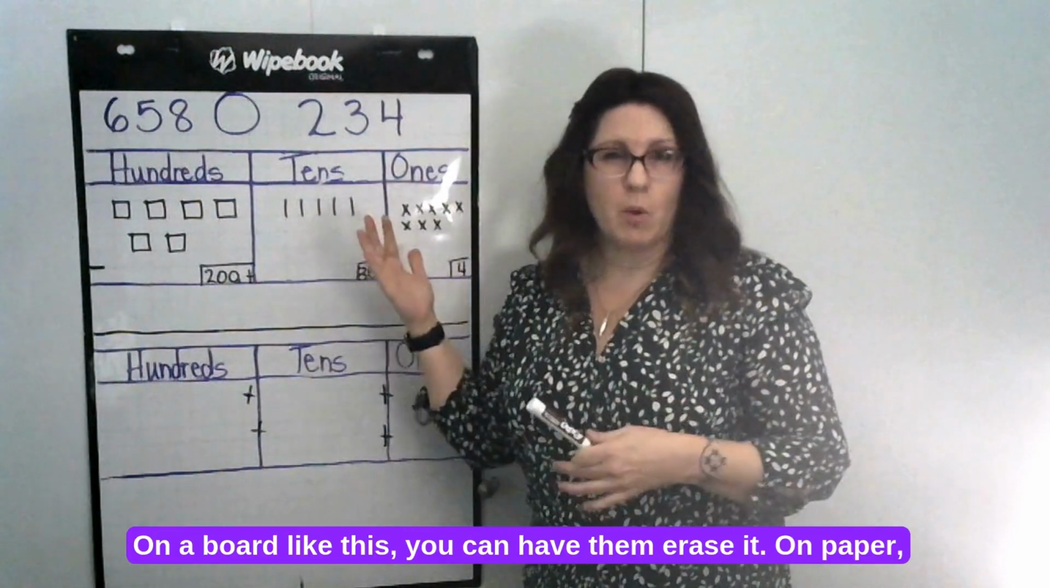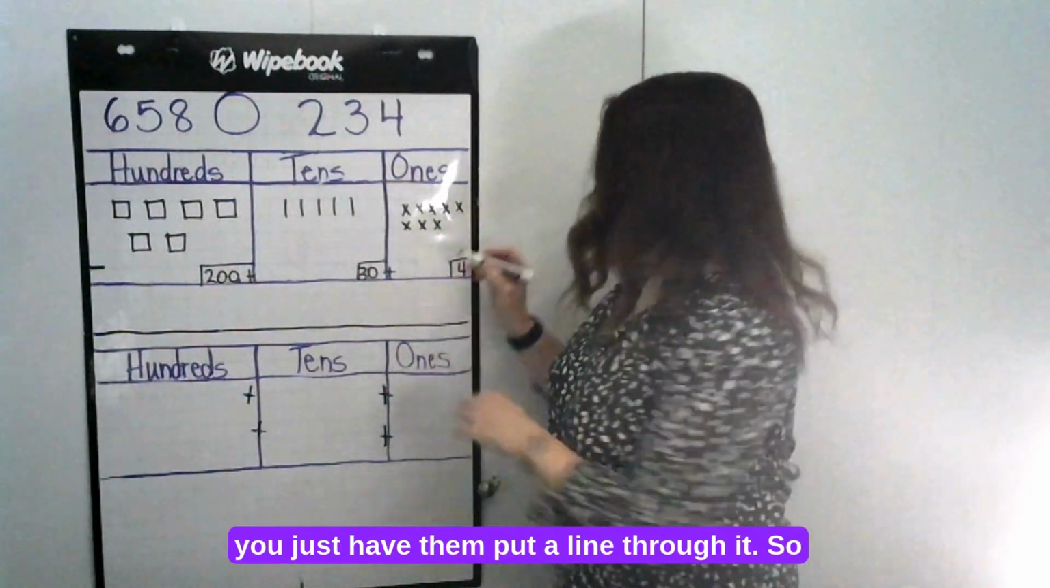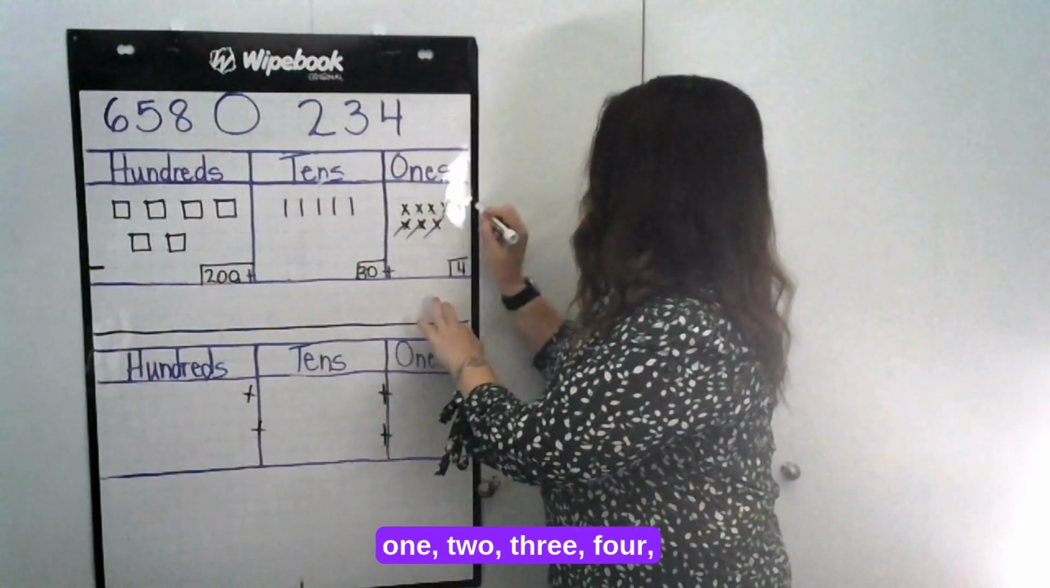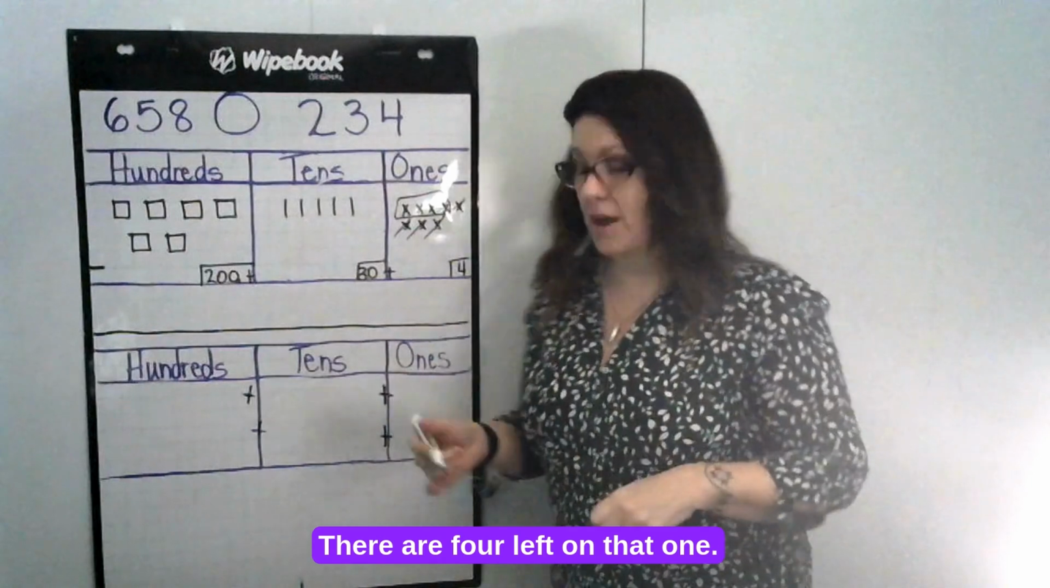On a board like this, you can have them erase it. On paper, you just have them put a line through it. So 1, 2, 3, 4. Circle how many are left. There are 4 left on that one.